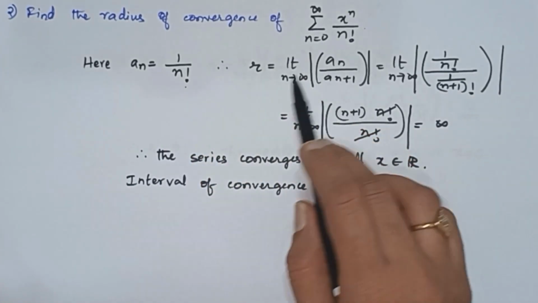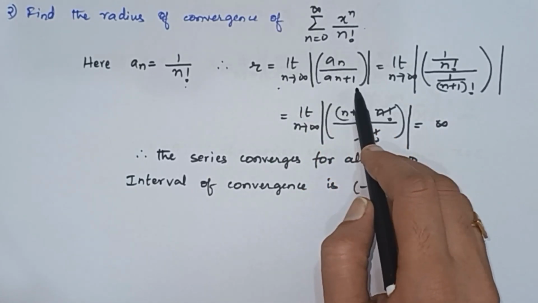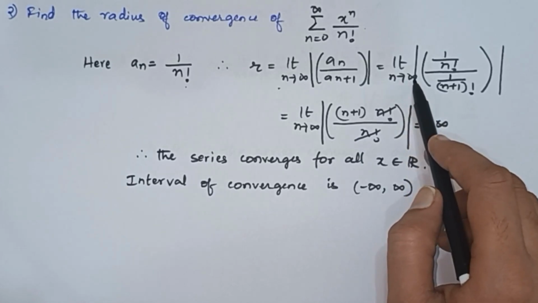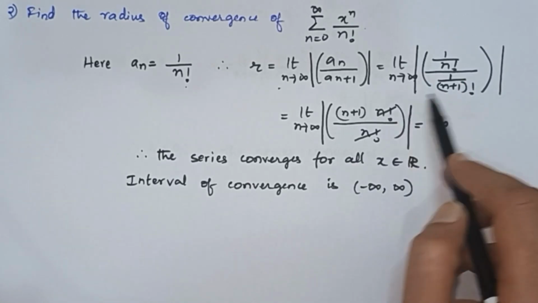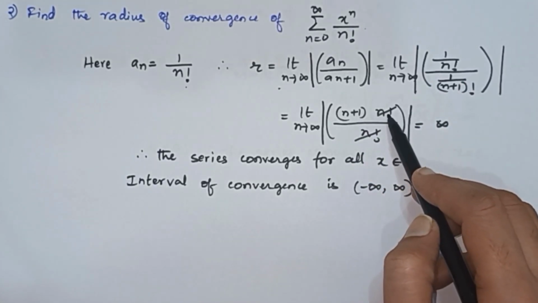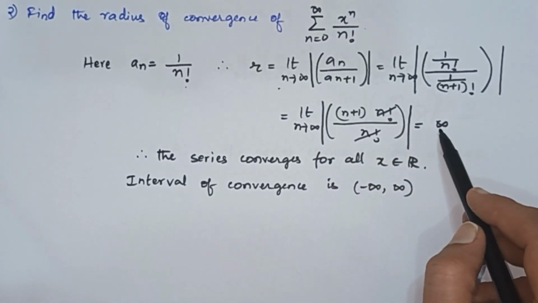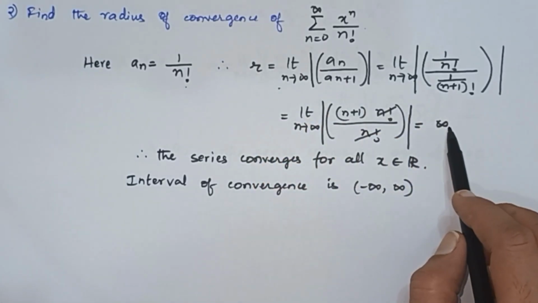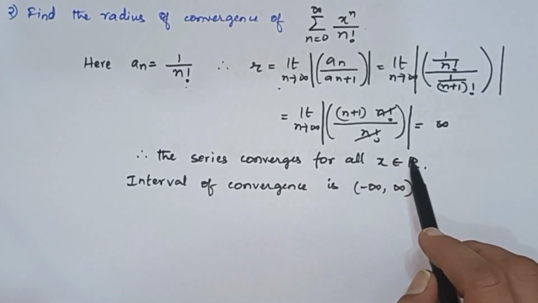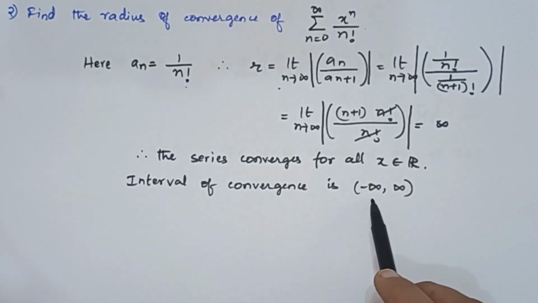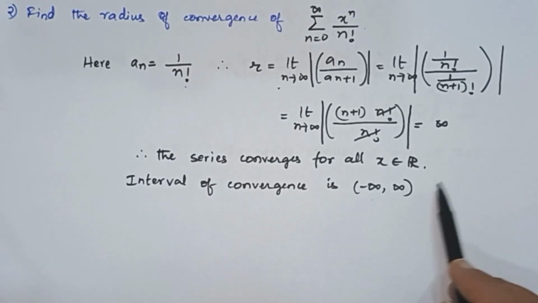So first let us find the radius of convergence using the formula: limit as n tends to infinity of modulus of an by an plus 1, which gives limit as n tends to infinity of 1 by n factorial divided by 1 by (n plus 1) factorial. You can split this (n plus 1) factorial as (n plus 1) into n factorial. So n factorial cancels, you get n plus 1, apply the limit, you get infinity. When the radius of convergence is infinity, the series converges for all real numbers, for all values of x. Hence, the interval of convergence is all real numbers. You can represent it as the open interval minus infinity to infinity.